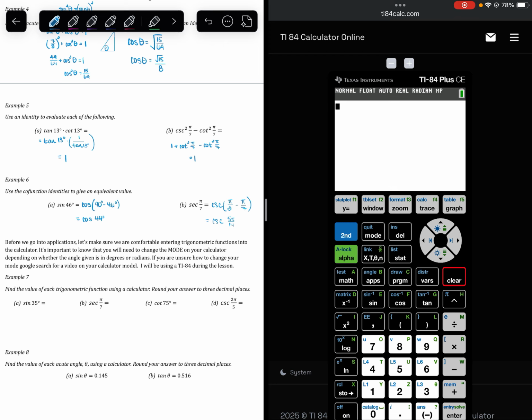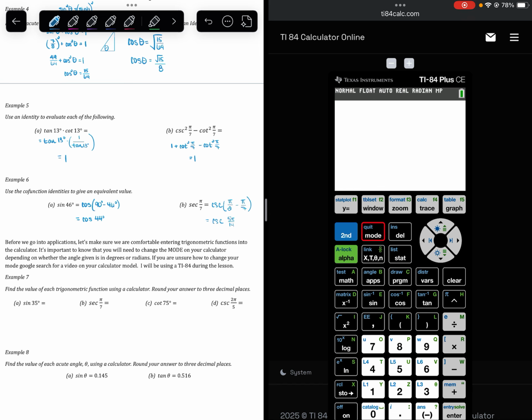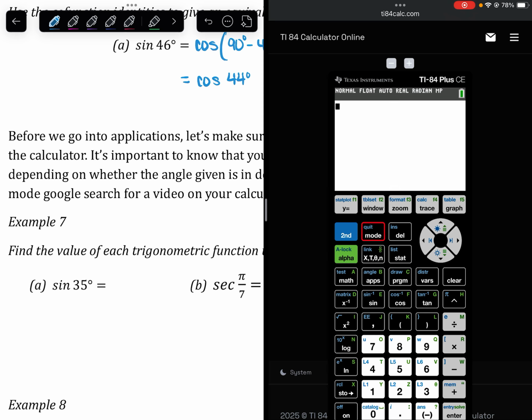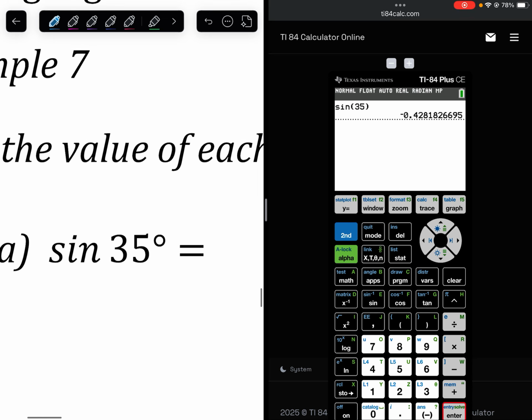Default calculator, so if I hit the mode button right next to second, notice it's in radians. So what I'm going to do, the first one we're asked to find is sine of 35. I'm going to hit sine 35. And that's what it's going to spit out. And I'm going to tell you right now, that is wrong. When I type this in right now, it is reading that 35 as a radian angle measure. Our problem here clearly has a degree symbol. Make sure you change your mode.